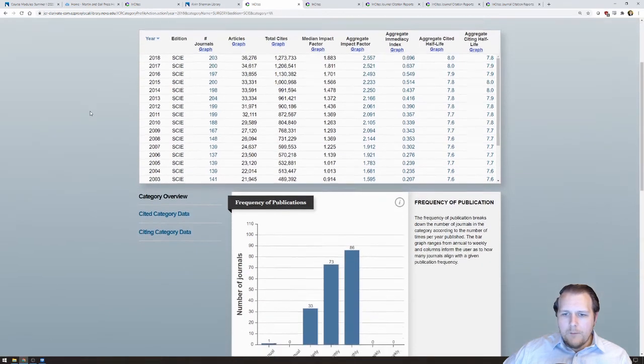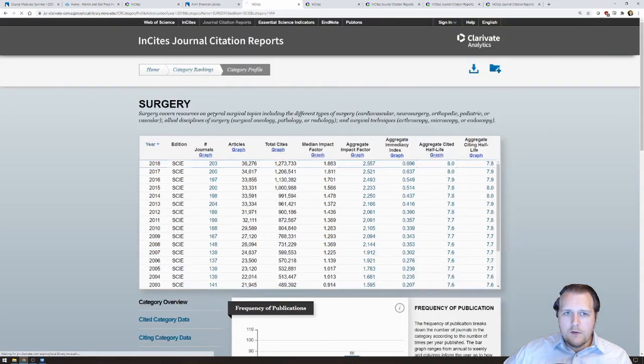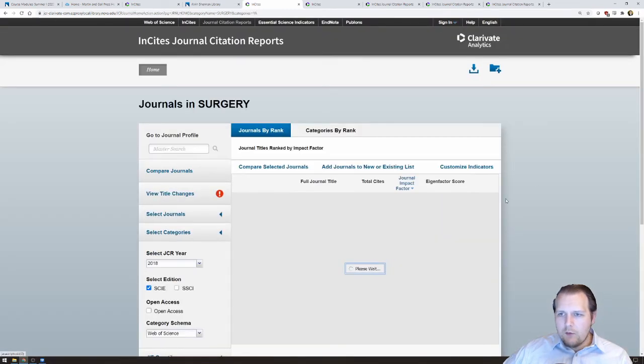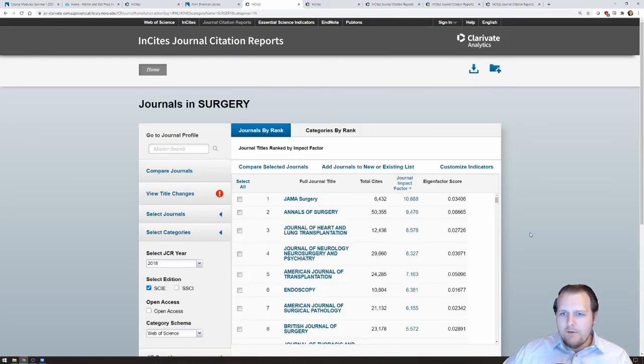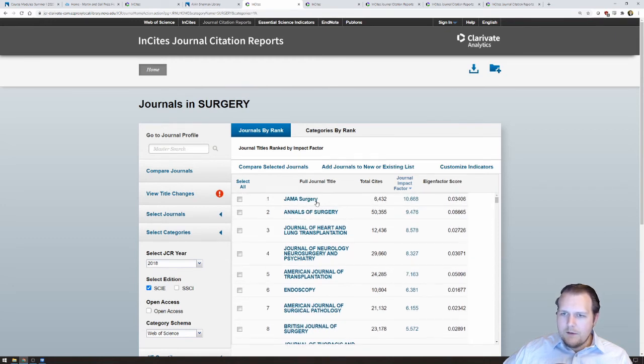Scrolling down, I'm going to click on this journal's number, and they give me a ranked order based off impact factor of different surgery journals, right? You can see up at the top we have JAMA Surgery and then the Annals of Surgery. Notice a lot of big name journals will have spin-offs of themselves that are mainly focused on a topic. They have JAMA Surgery, you may have JAMA Oncology, things like that. But these are the two big ones in the surgery realm.